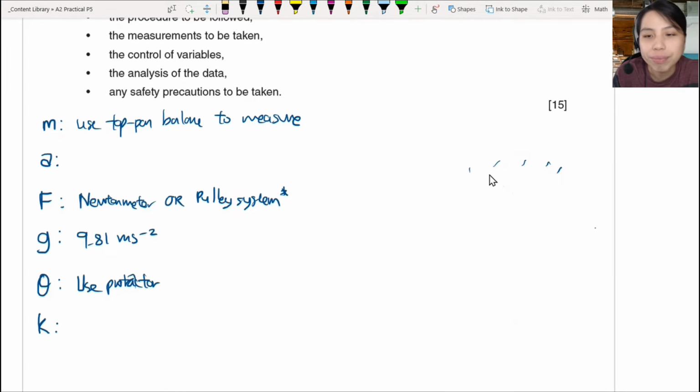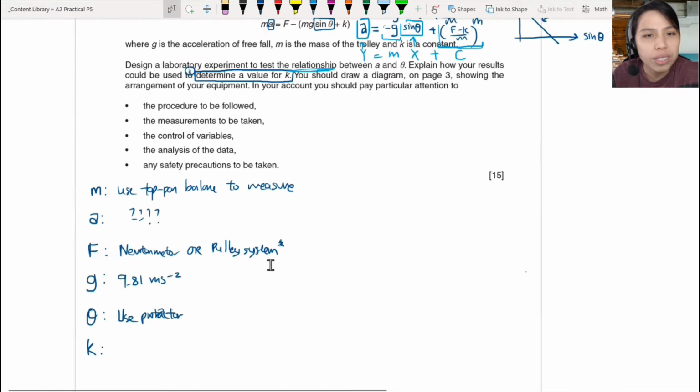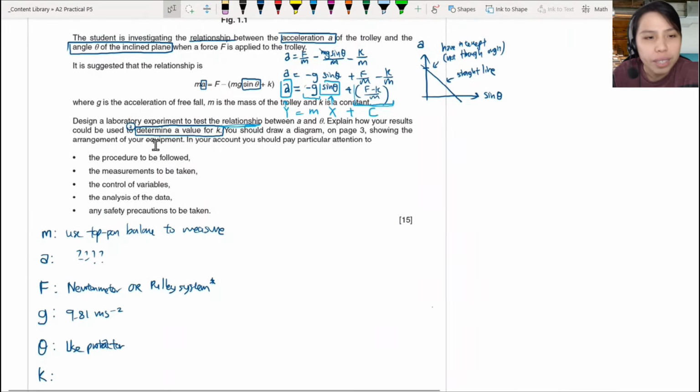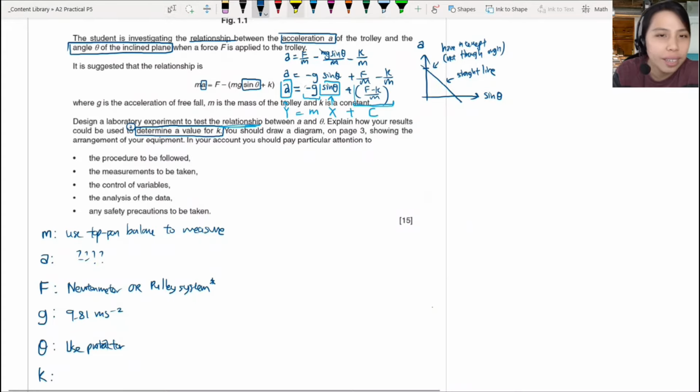Okay, we're almost there. Last one, K, before we go to acceleration. K is some constant, right? Let's go back up. Determine a value for K. We need to use your results to determine a value for K.